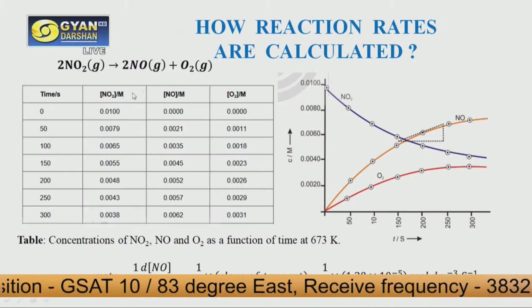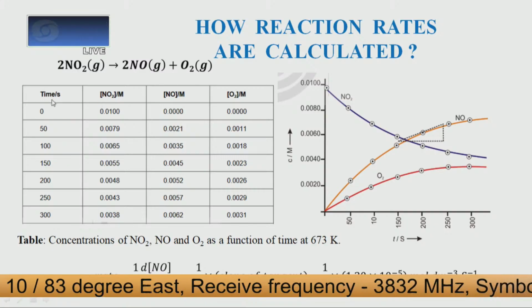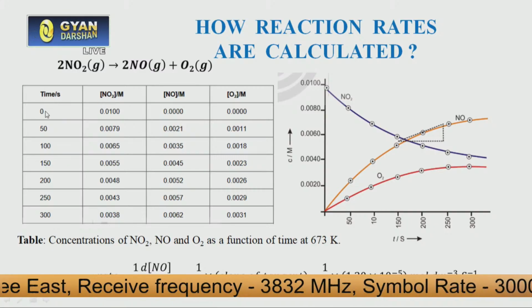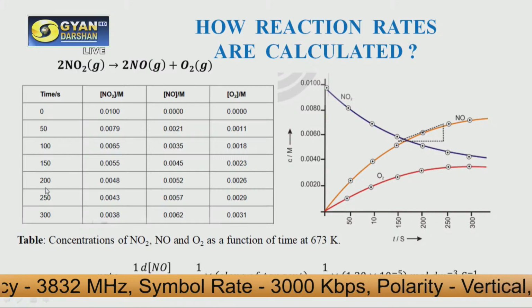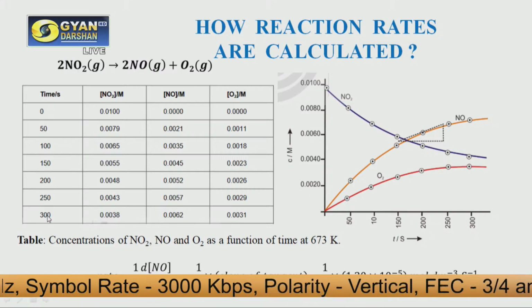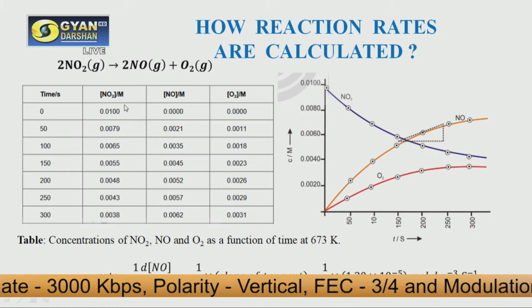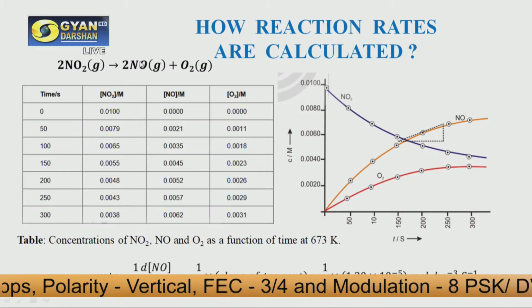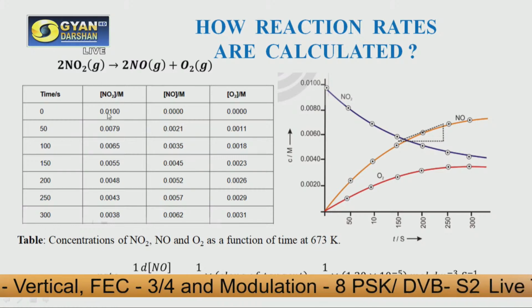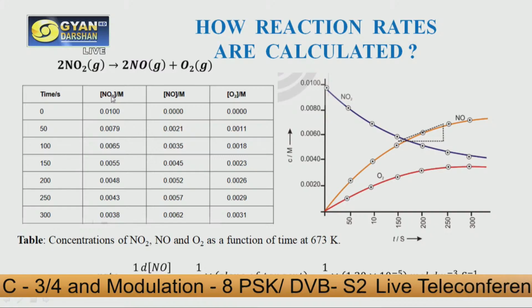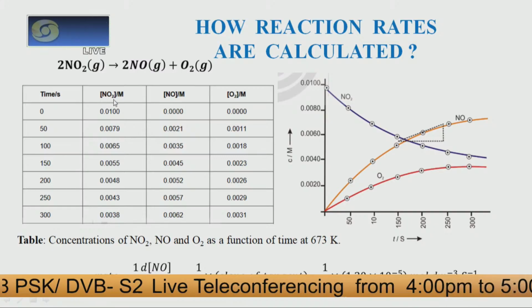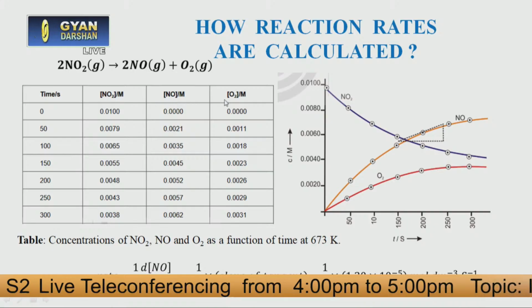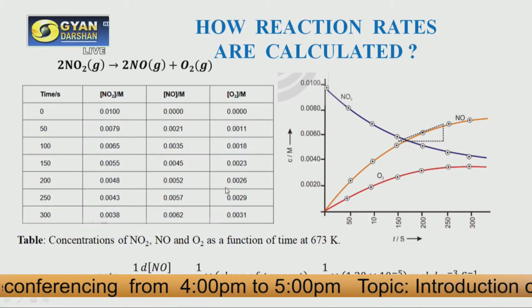Here from the experiment we can see that they measured at time t equal to 0 second, 50 second, 100, 150, 200, 250 and 300 second. They calculated the concentration of each and every molecule of this given reaction. They calculated the concentration of nitrogen dioxide, nitrous oxide and oxygen and reported their values.